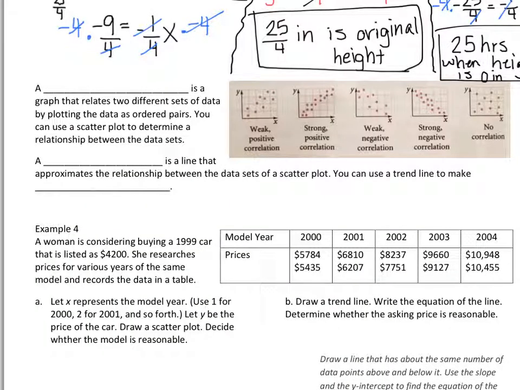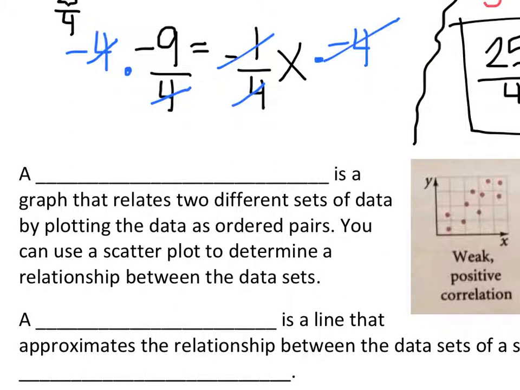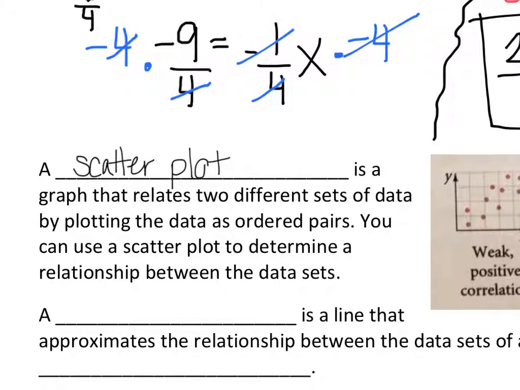All right. So have y'all seen graphs like these before? Yes. What are they called? Scatter plots. Fantastic. That goes in the blank. A scatter plot is a graph that relates two different sets of data by plotting the data as ordered pairs.